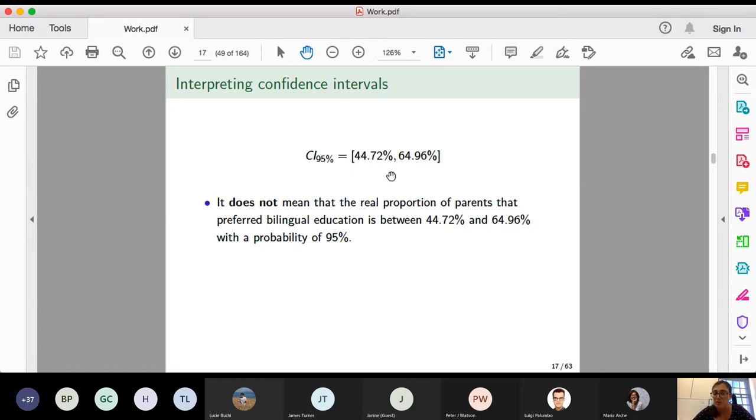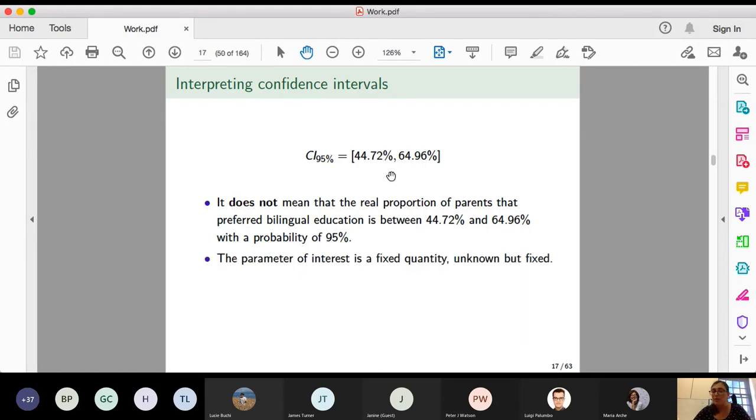Because the proportion of parents that prefer bilingual education is not a random variable. For the frequentist approach, the proportion of parents that prefer bilingual education is a fixed number. It's the true proportion. We don't know it, it's unknown, but it's fixed. And if it's not random, we cannot talk about the probability that it is here or is not here. It's either there or it's not. There is no more probability or less probability.